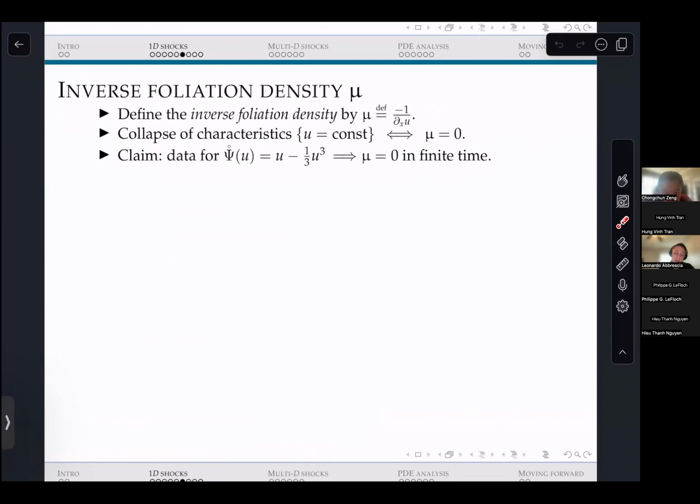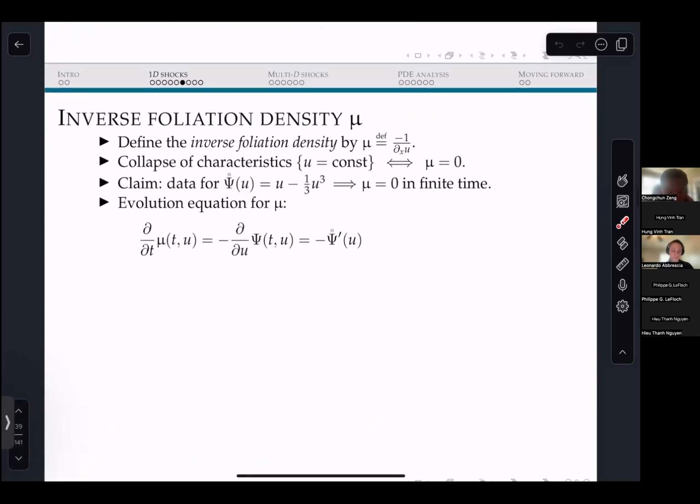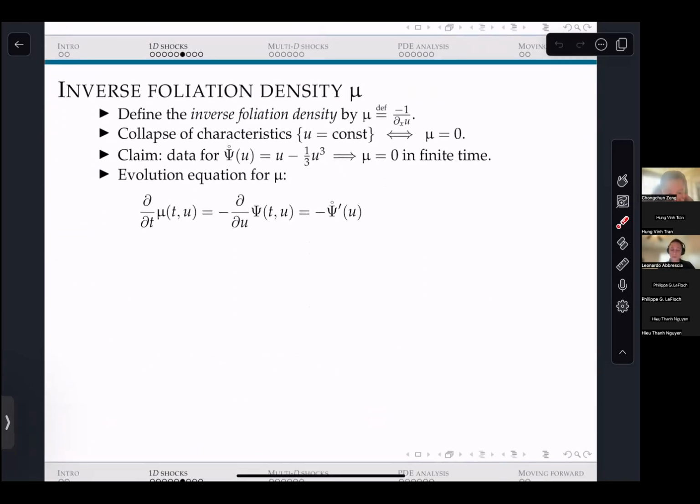And my claim is that the cubic data that I gave you, remember, minus u is equal to x, and so there's a minus sign here now. My claim is that this initial data forces mu to become 0 in finite time. And I can even give you the proof. It's fairly simple. In order to control mu, you just derive the evolution equation for mu. This is a calculation, the transport equation satisfied by mu. This is an easy calculation, and I leave it to you as an exercise, it's not too hard.